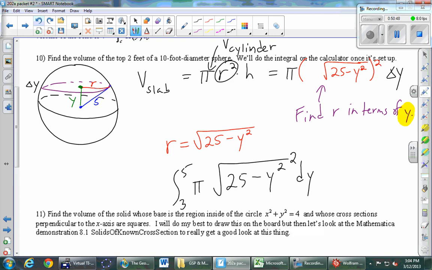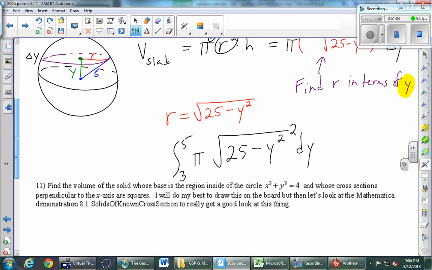One kind of cool thing about this, we're not going to finish this one, but the square and the square root, they cancel each other. And so you actually get an integral, one of the rare ones that we can do without the calculator, which is kind of neat. You can find the volume of that top 2 feet without any technology.